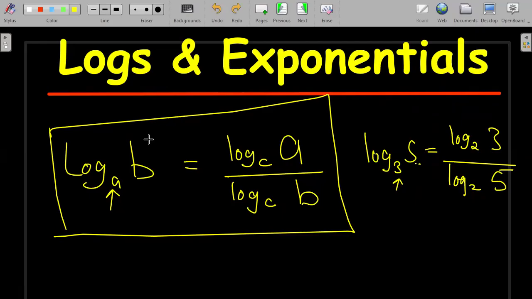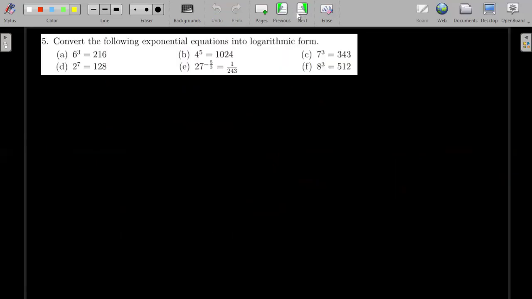Let's try to apply them in questions and see if we are able to solve. If you have any questions on what I've explained, please ask. Otherwise, I'll continue to look at some exam questions. So the first one is this one that you can see here. They're saying convert the following exponential equations into logarithmic form. So I have 6 to the power 3 is equal to 216.